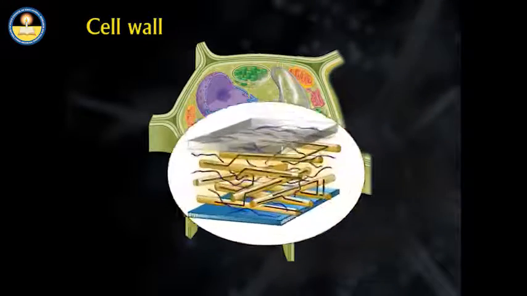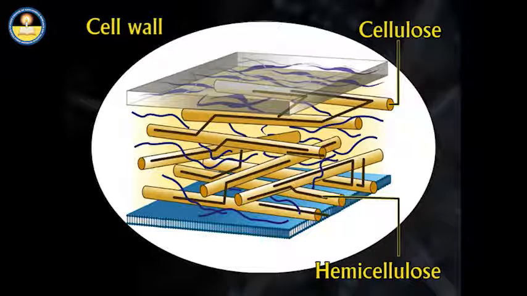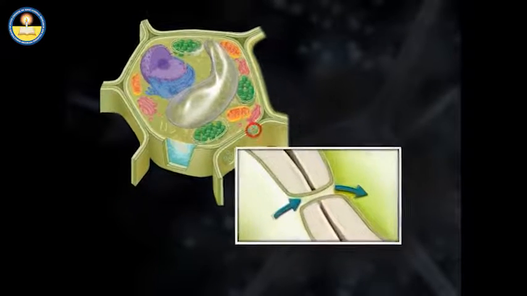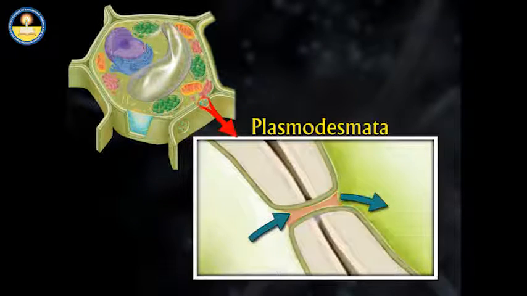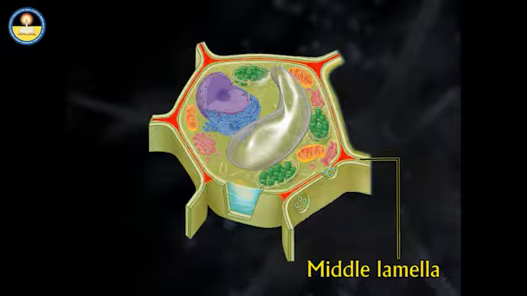Cell wall present in plant cells is a tough layer. It is made up of cellulose and hemicellulose, which is a complex structural carbohydrate. It gives mechanical strength and keeps the cell in shape. A cell wall has small holes known as plasmodesmata. The middle lamella is a jelly-like substance that keeps the adjacent cells glued together.